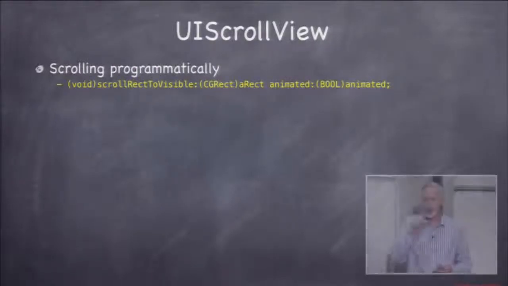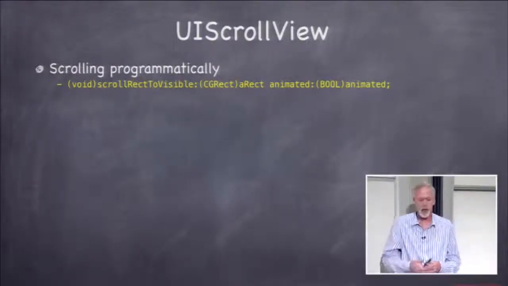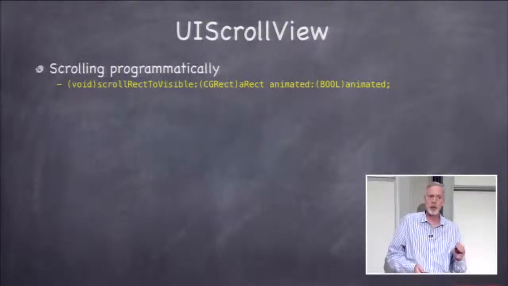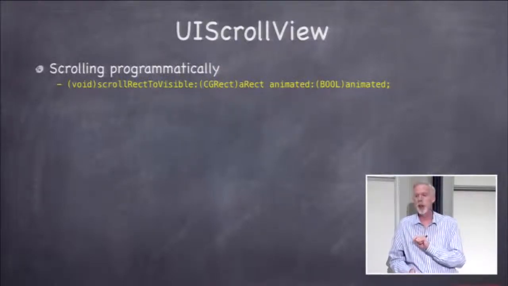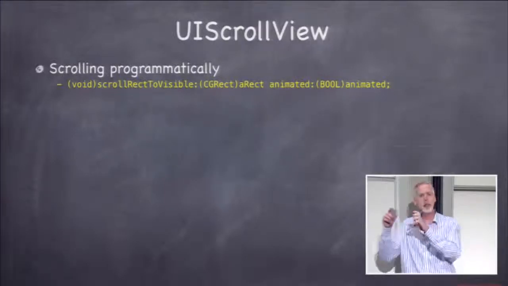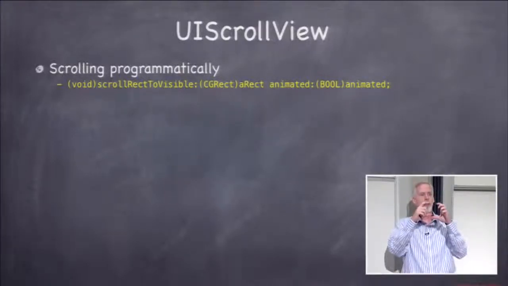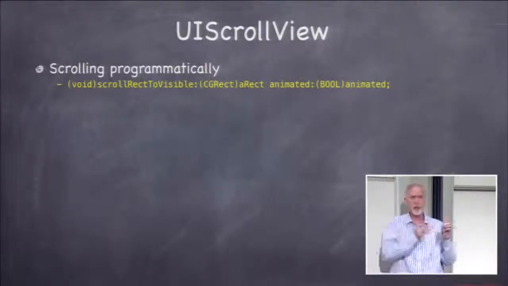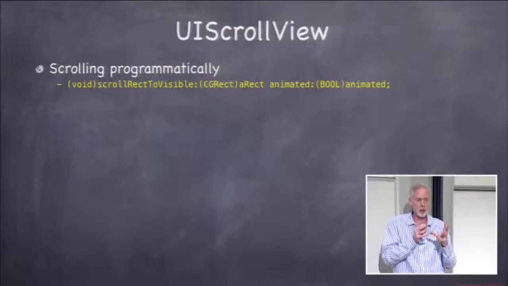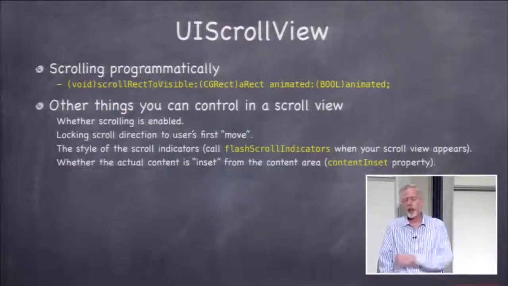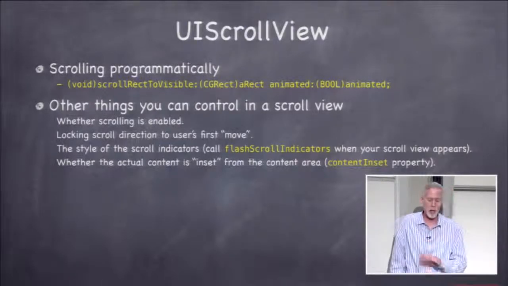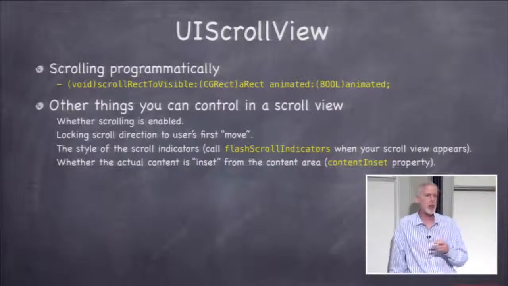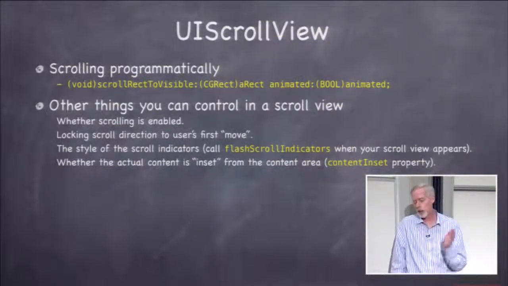Most of the scrolling around is the user with a touch gesture panning, but you can also scroll around using code. For example, scrollRectToVisible. You specify a rectangle in the content area, and it will scroll to make that rectangle visible. And you probably want it to be animated, so it slides over instead of just jumps, right? And there's a ton of other things you can control in a scroll view, which we're not going to talk about just for time constraints, but you can go look at the UIScrollView documentation, things like whether scrolling is enabled at a given time, whether you can scroll horizontally or vertically or both.